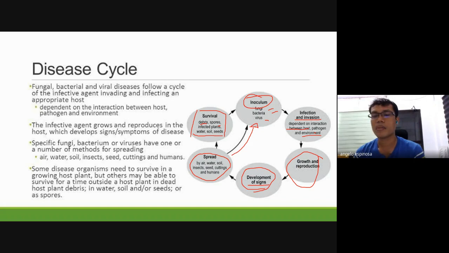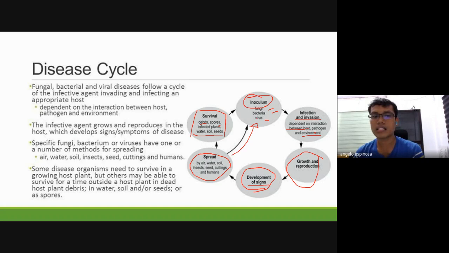Pag mag-direct siya sa inoculum, ibig sabihin, not about the survival rate, but siguro walang crop rotation na nangyari doon sa field. Isa din yan sa magkakaroon ng inoculum. Okay, yung survival rate, pag nagkaroon ng crop rotation, dun ma-observe mo na yung survival rate ng isang pathogen. Okay, so that is a disease cycle.